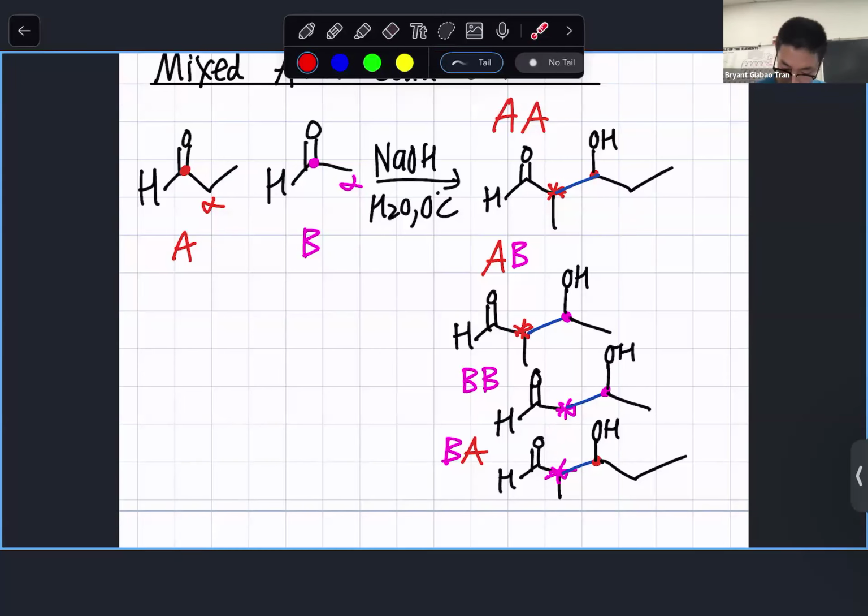Because if I use B as my nucleophile, right? This atom here is my nucleophile, that star atom there. Which is this star atom here? That star atom does not have a methyl group at all attached to it.